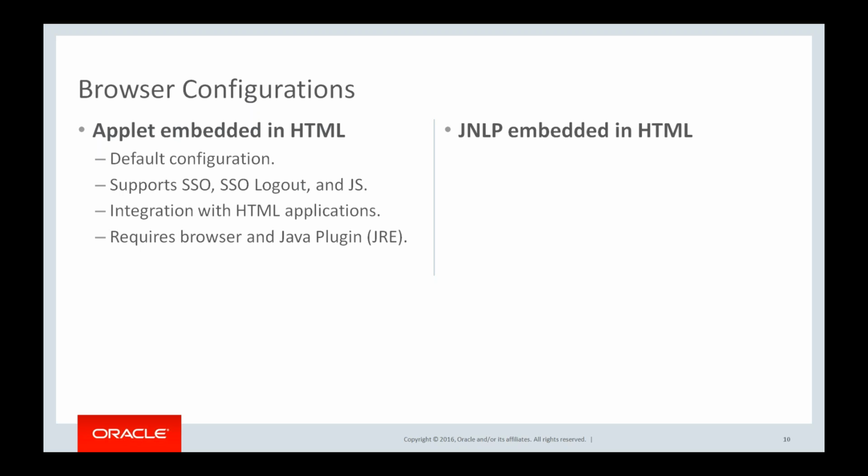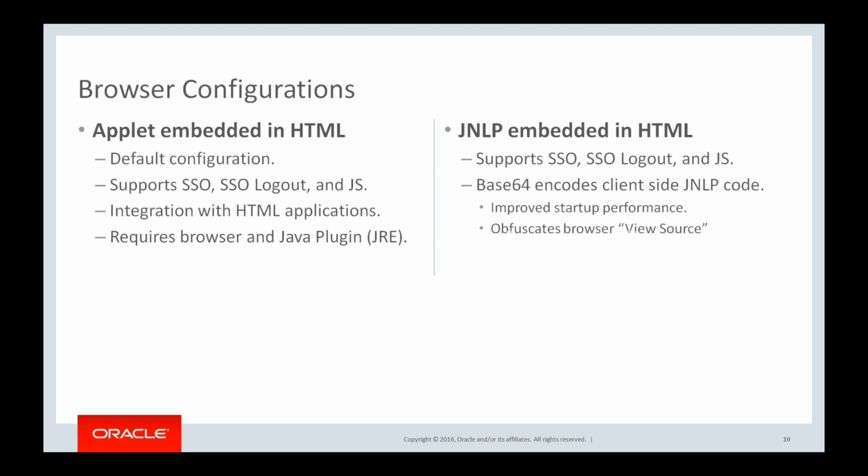The next configuration, or the first new configuration that we offered in version 12, is this idea of JNLP, or web start, embedded in an HTML page. From a look and feel point of view, it will be exactly as you've seen in the applet embedded in HTML. So from the end user point of view, if you switch to this, they would have no idea that you switched to it. Because it is basically the same, it will support single sign-on, single sign-out, and the JavaScript integration, as I mentioned.